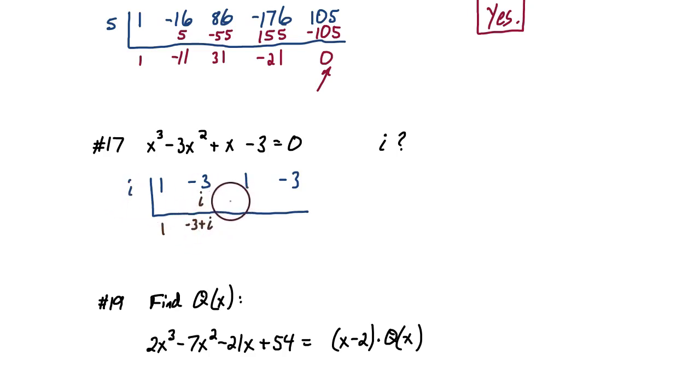Negative 3 times i is negative 3i. And i times i is i squared, but i squared is negative 1. When you add these together, it's negative 3i. Negative 3i times i is negative 3i squared. That makes positive 3. And when you add these, it makes a 0. So yes, i is a root of the equation.